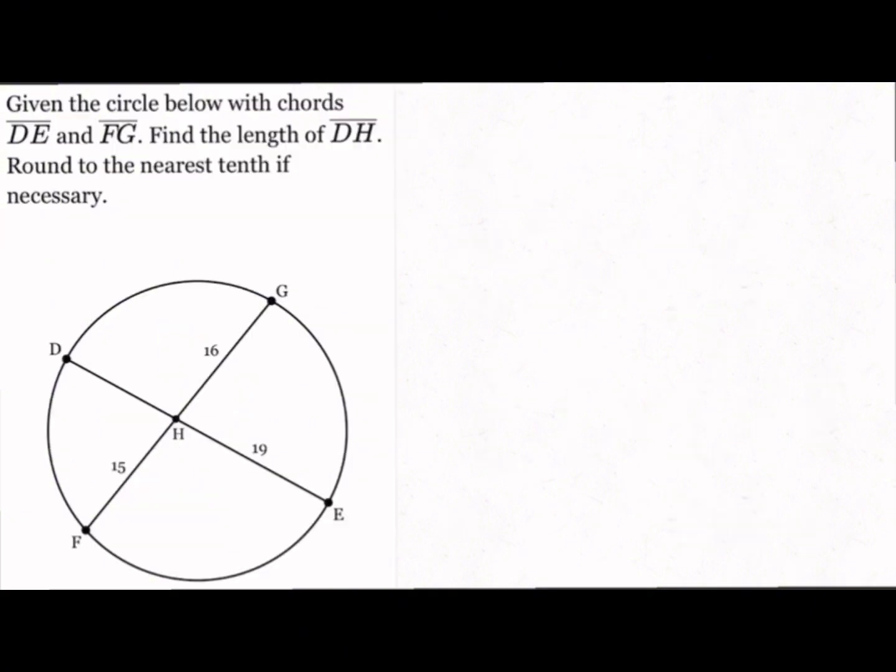Alright. Given the circle below with chords DE and FG, find the length of DH. Round to the nearest tenth if possible. I don't know if you guys even remember how to do this one, but you should.